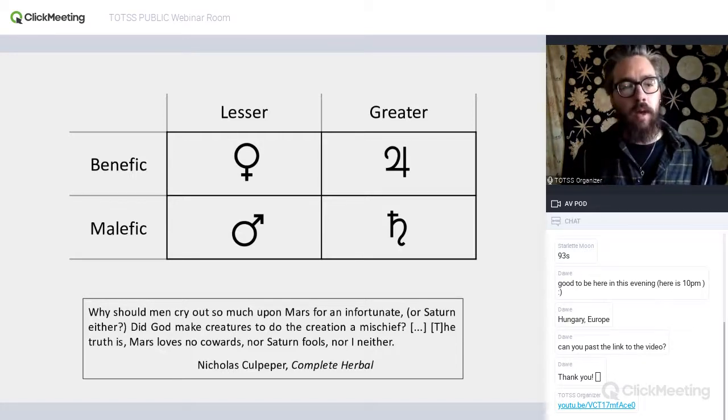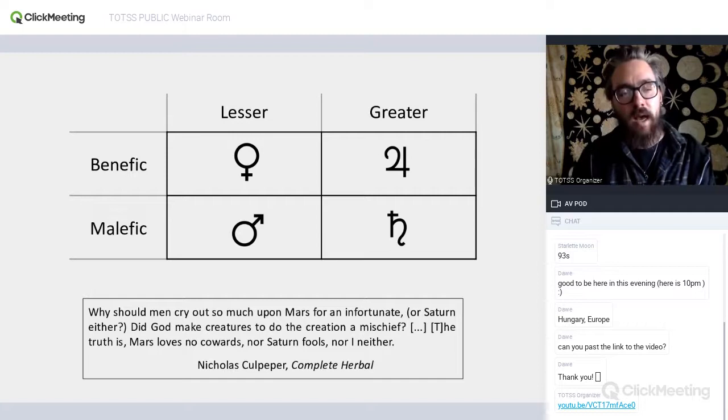And as we'll see, this is just a basic orientation of these planets. In particular charts, Venus and Jupiter are certainly capable of causing problems, and Mars and Saturn can do really good and important things and be really helpful and beneficial. This is just a very basic orientation that will be modified by a lot of other factors.